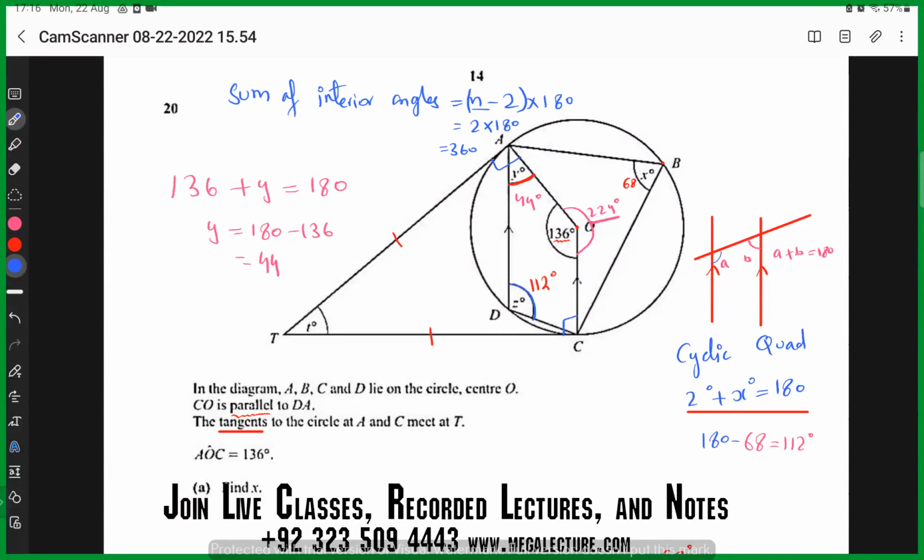Do we have three angles? Yes, we do have three angles. This is 90. This is 90 and this is 136. You need to find T. What do we know? 90 plus 136 plus T is going to be 360 degrees. When you make T the subject, you are going to get 44 for that.